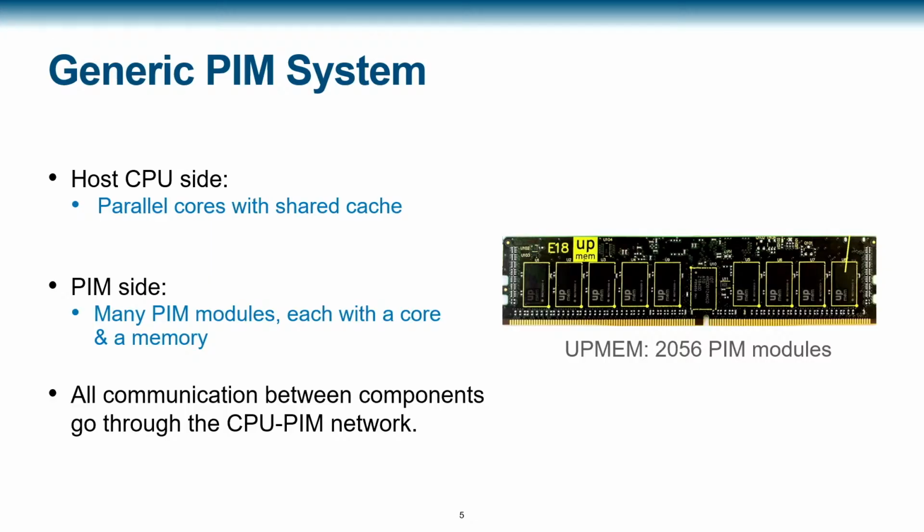And all the communication in the model we're going to look at goes between the two, right? Just like in traditional systems, the CPU orchestrates what's going on, and the memory is sort of more passive. Now it's not completely passive because it's going to do compute, but it's all going to be under the command of the host front end.